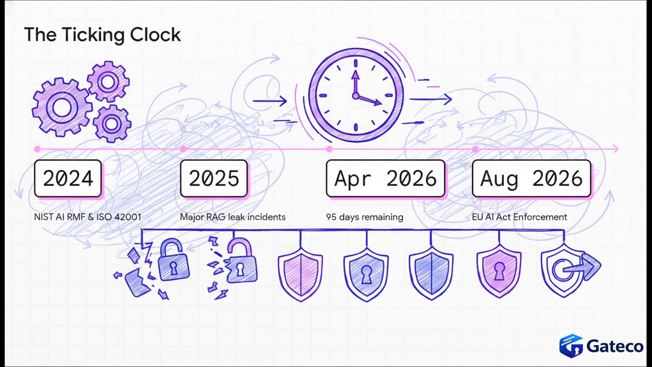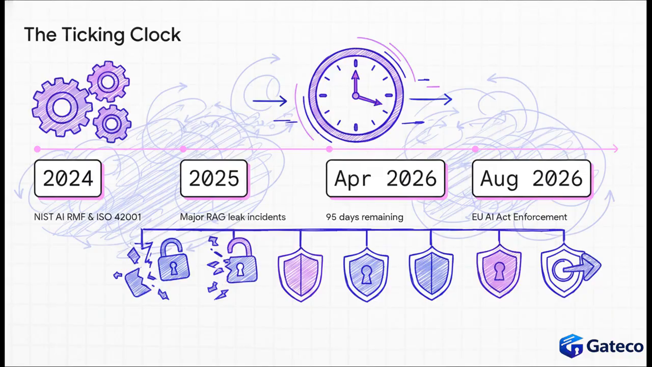Back in 2024, we saw frameworks like NIST and ISO 42001 roll out. 2025 brought some highly publicized RAG leak incidents. And look at where we are. As of April 2026, there are barely 95 days remaining until the August 2nd EU AI Act enforcement deadline. By that date, high-risk AI systems become strictly regulated. Every security leader needs a rock-solid, fully auditable answer for who can access what through their AI.